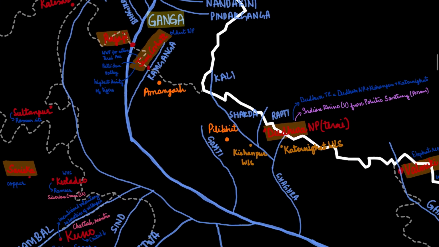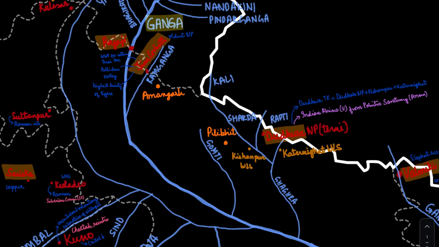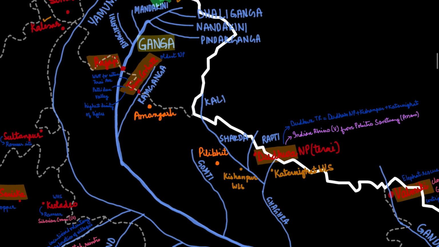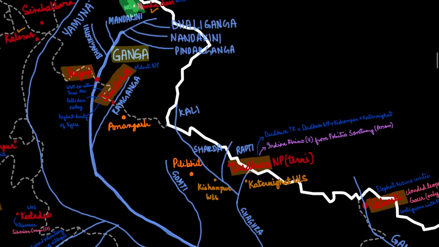Then moving to Uttar Pradesh. The national park in Uttar Pradesh is just one, which is the Dudhwa National Park, which is also known for the Terai landscape. The Dudhwa National Park is also a tiger reserve. Basically, the areas of Dudhwa National Park, Kishanpur, and Katerniaghat Wildlife Sanctuary, these all form the Dudhwa Tiger Reserve. The Indian rhino from the Pobitora Sanctuary in Assam were brought over here recently, so this is why this was in news.